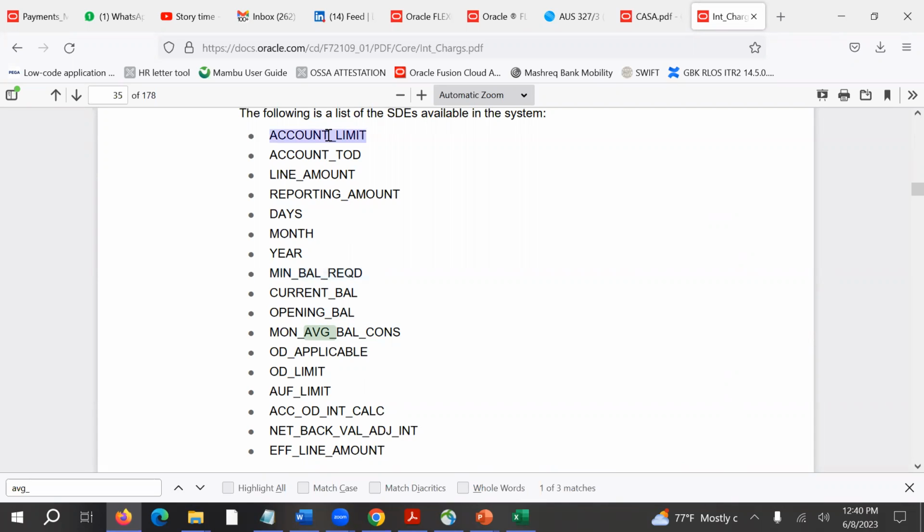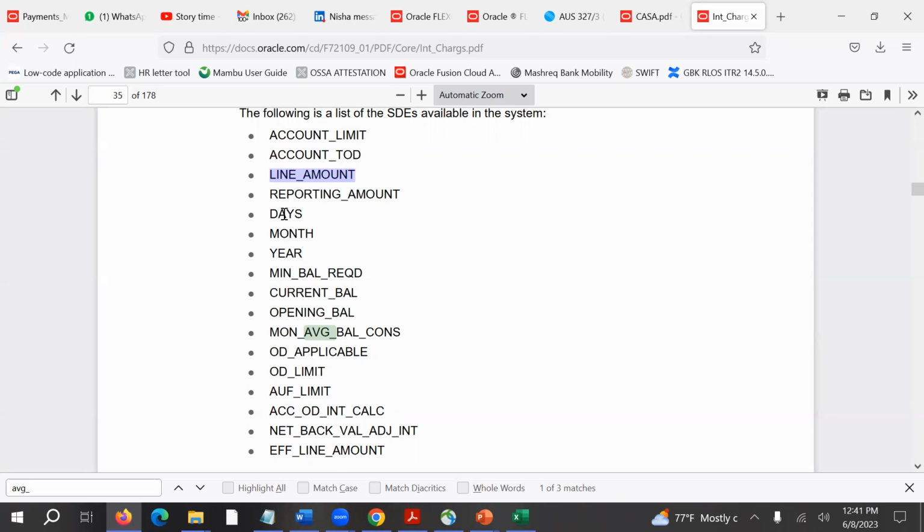And what is the account limit? TOD limit. Account limit is nothing but based on your collateral that you provide. TOD is temporary overdraft, where without much documentation this is provided. And this is line amount. This again all comes under the limits module. The difference you will come to know in the limits session.